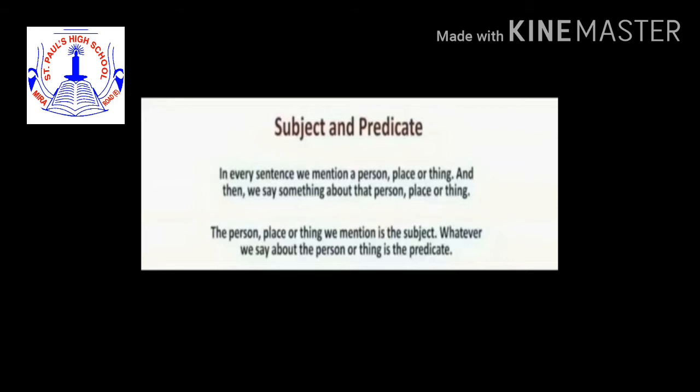It's a subject. And how is Raju? Raju is a good boy. Here I am describing Raju. I am telling a quality about Raju. Okay. So students, whatever I am describing about a person, place and thing, that is known as predicate. Is everyone understanding what I am telling? Yes.